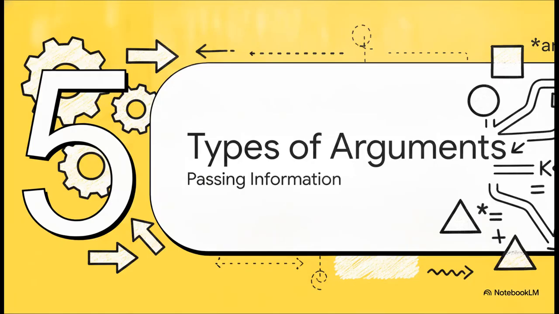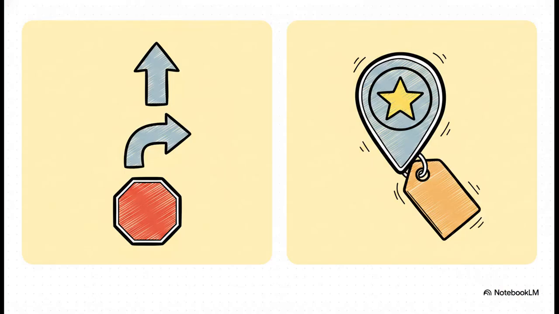Section 5. Positional, keyword, and default. Now, what's really interesting about this next part is how we can actually give instructions in a few different ways when we pass these arguments into our functions. We have positional arguments and keyword arguments. Positional arguments mean the order strictly matters.